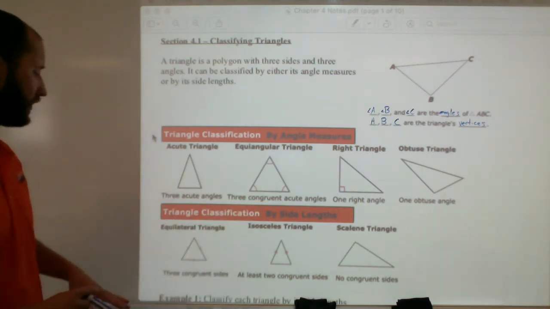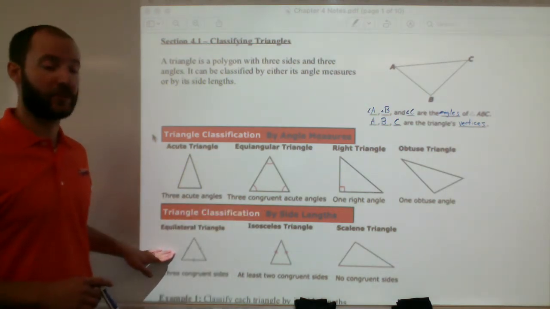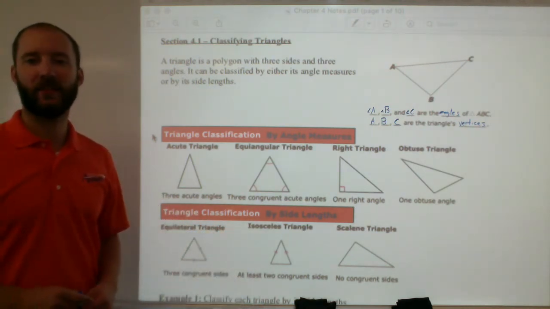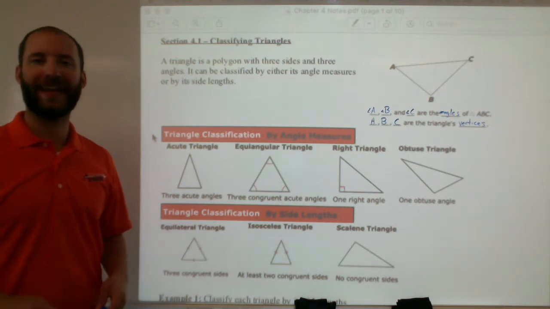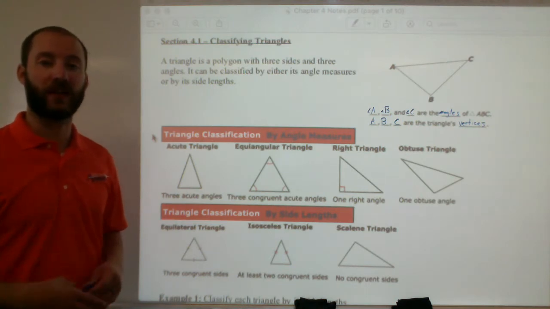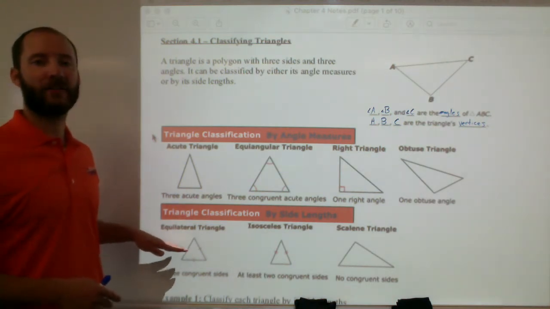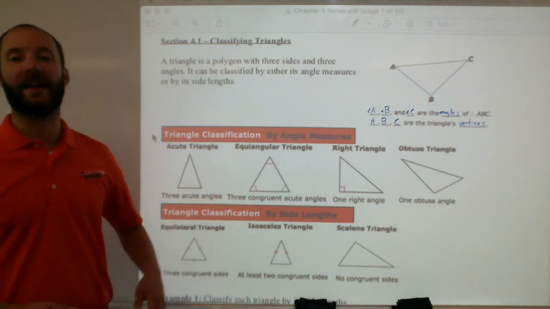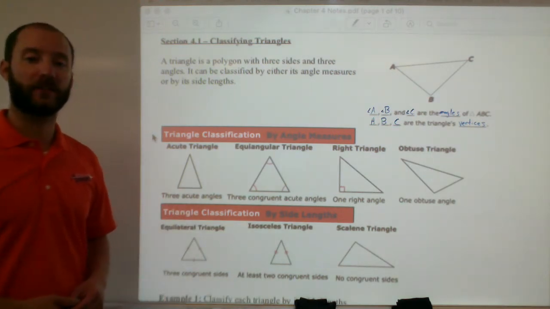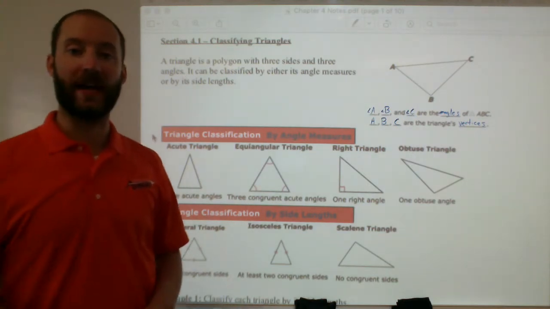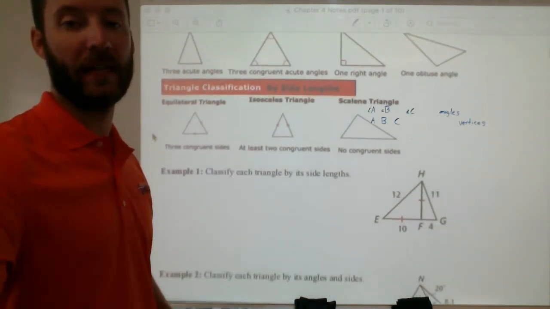We also have the side lengths. Equilateral, 3 congruent sides. We have isosceles. I want to make a little note here. It's at least 2 congruent sides. Okay, at least 2. So an isosceles triangle could have 3 congruent sides. So every equilateral triangle is isosceles, because an equilateral has at least 2 congruent sides. Although not every isosceles triangle is equilateral. And then lastly, we have scalene with no congruent sides. Every side is its own length.